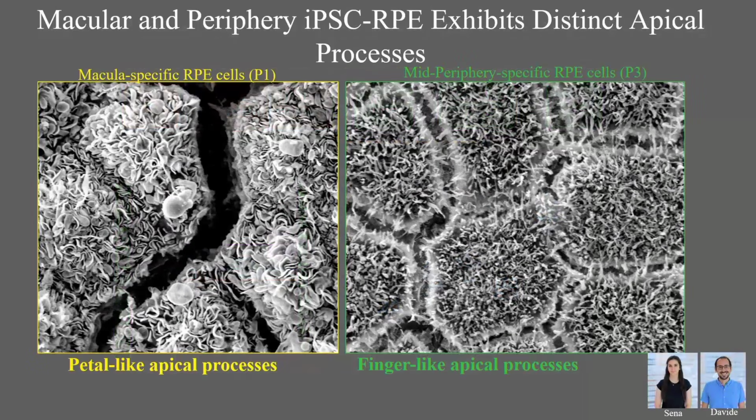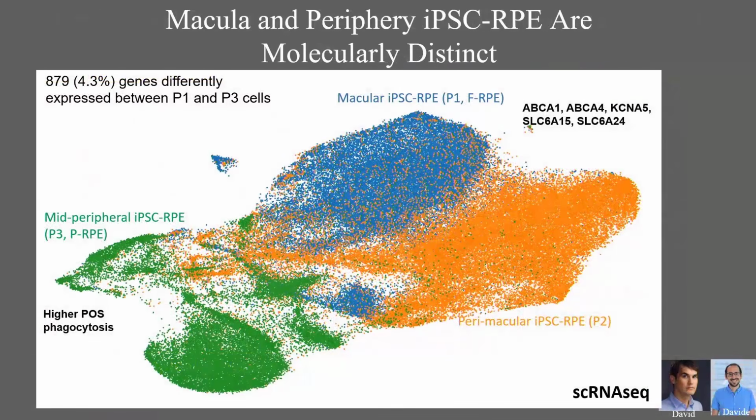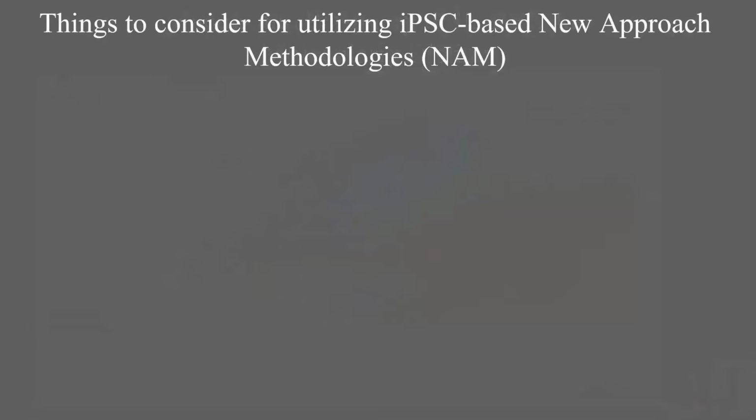It's one thing for cells to have a smaller or bigger size. The other thing is for cells to have those structures that make them macular or peripheral RPE cells. So we looked for the apical processes. Macular RPE cells had petal-like apical processes, and the peripheral cells have finger-like apical processes. These cell populations were also very molecularly distinct, which we discovered by doing single-cell RNA-seq. You see macular iPSC RPE, which is blue, they cluster together, and then the green, which is peripheral RPE cells, they cluster together.